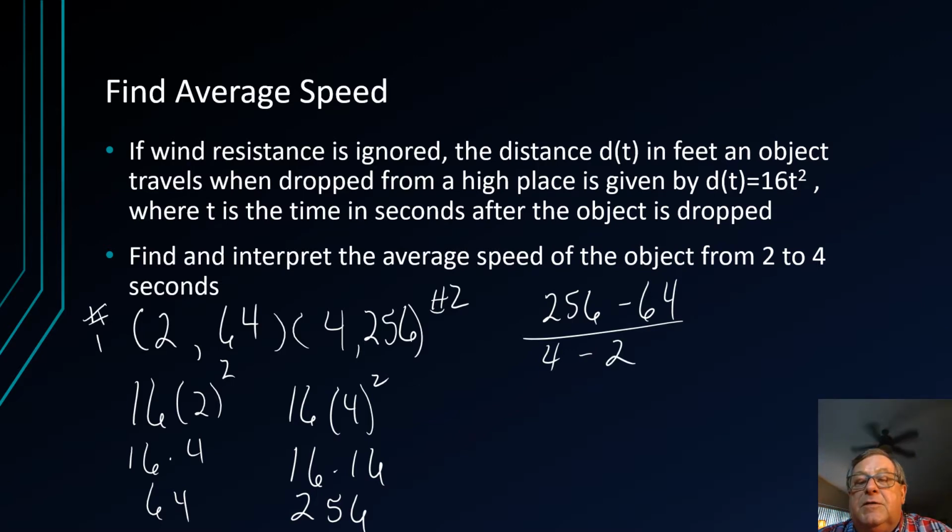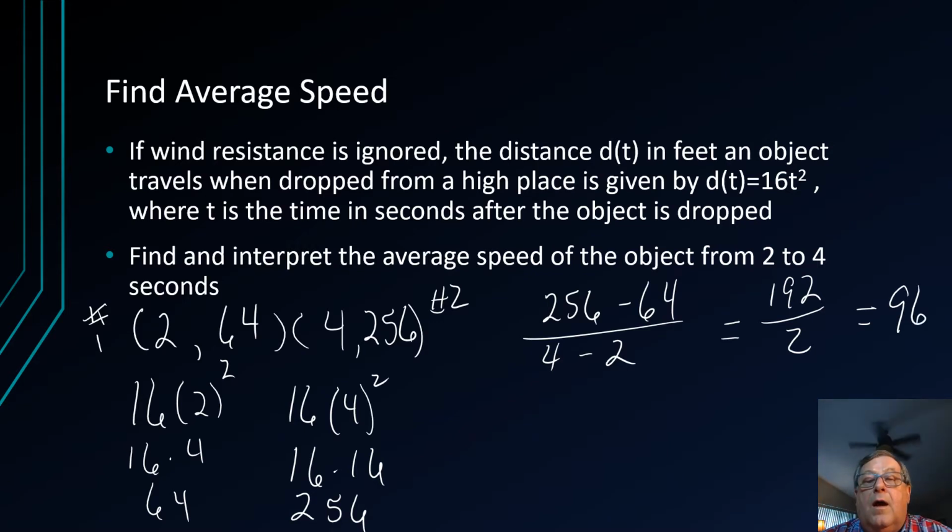So let's see, 256 minus 64 is equal to 192. And 4 minus 2, of course, is just 2. And 192 divided by 2 is 96.